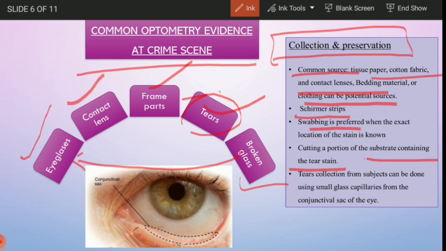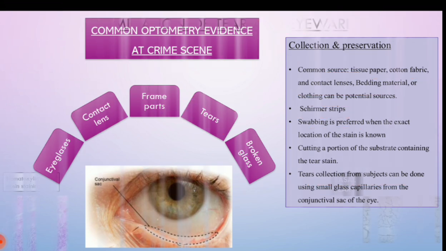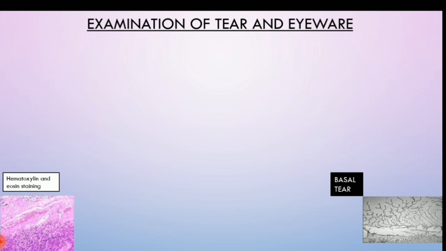Swabbing is also preferred. Then, if possible, the tear stain is directly cut down. Then tear collection from subject can be done using glass capillaries as well. Now let us discuss examination of tear and eyewear.